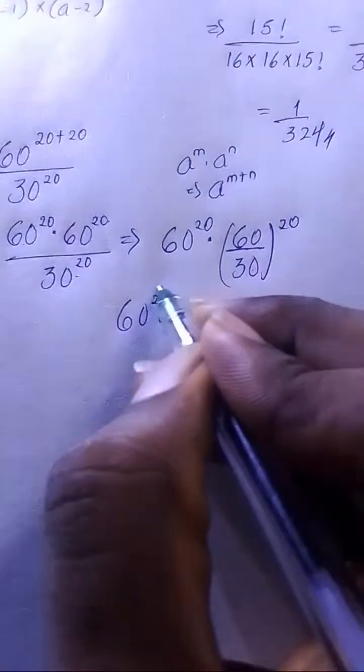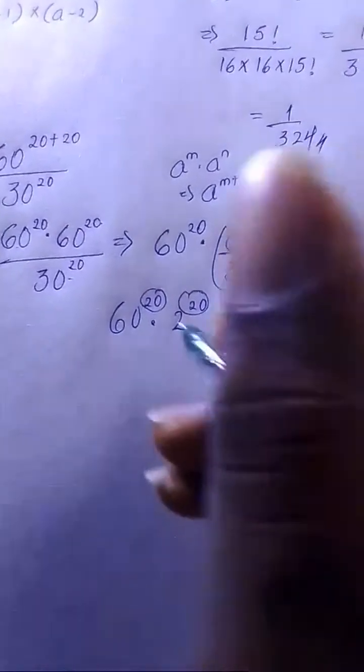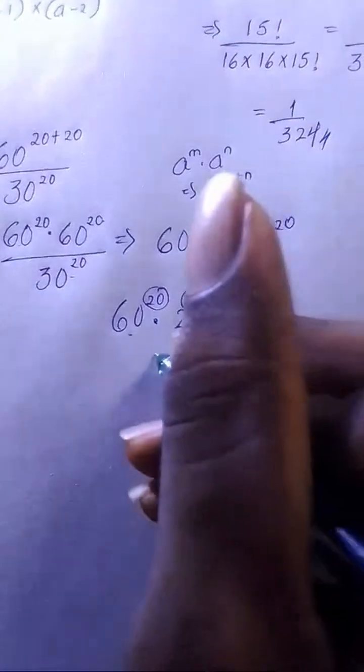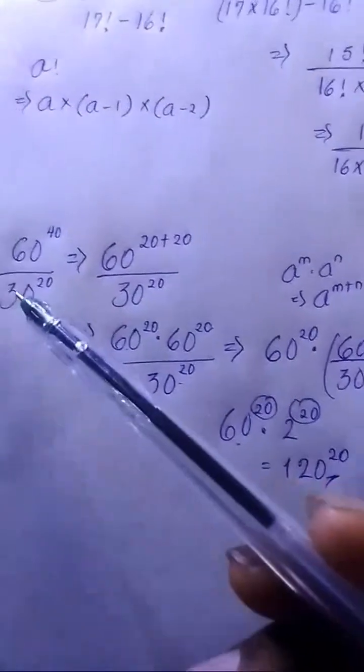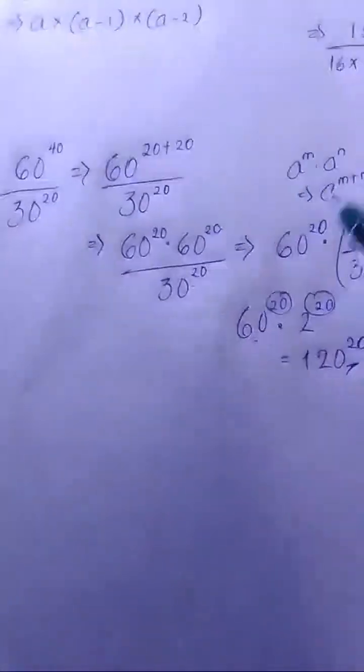Now here we can see the powers are the same. What do we do? We'll multiply. 60 times 2 gives us 120, and we'll have it raised to the power of 20, giving us our answer to this question here.